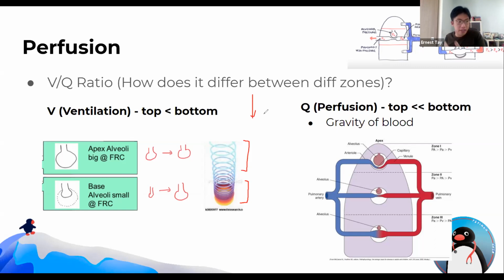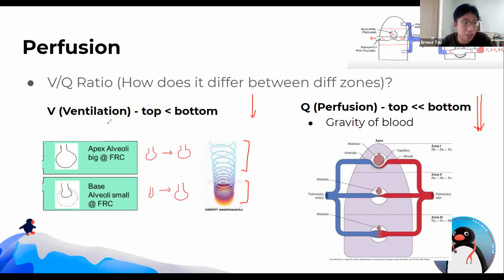For perfusion, on the other hand, it's another story. So the mechanism I think of is the gravity of the blood. So gravity pulls the blood down, right? So because of that, the perfusion is more at the bottom of the lung as compared to the top. So in other words, you could say that Q increases from the top to the bottom by a lot, right?